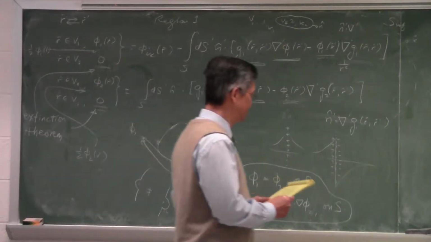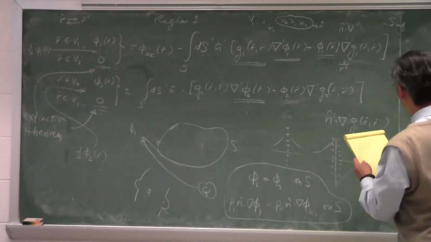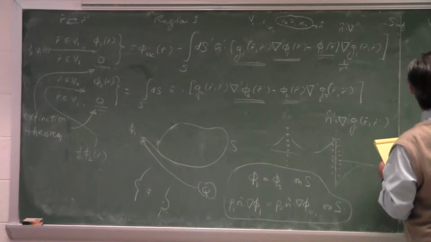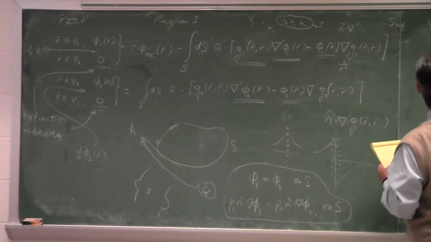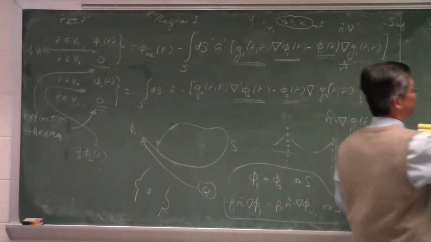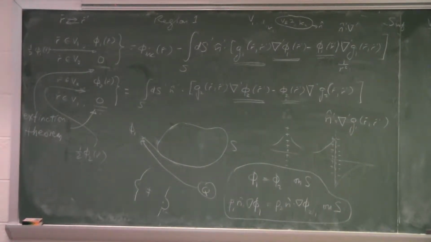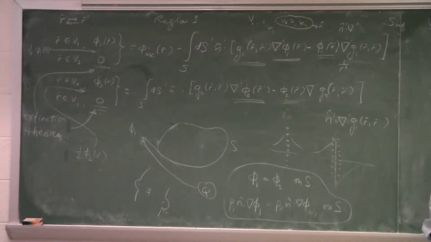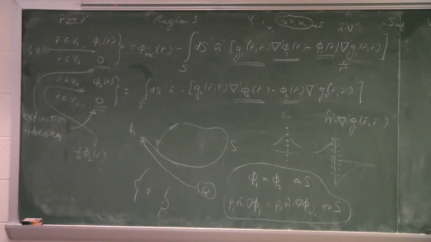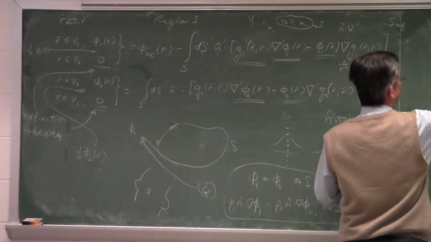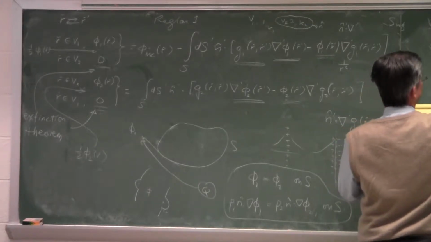So let's do the vector wave equation case. Again, you have two regions, region 1 and region 2, B1 and B2. They might have epsilon 1, mu 1 in region 1, and then epsilon 2, mu 2 in region 2. And you write down the vector wave equation in region 1, which would look something like this.